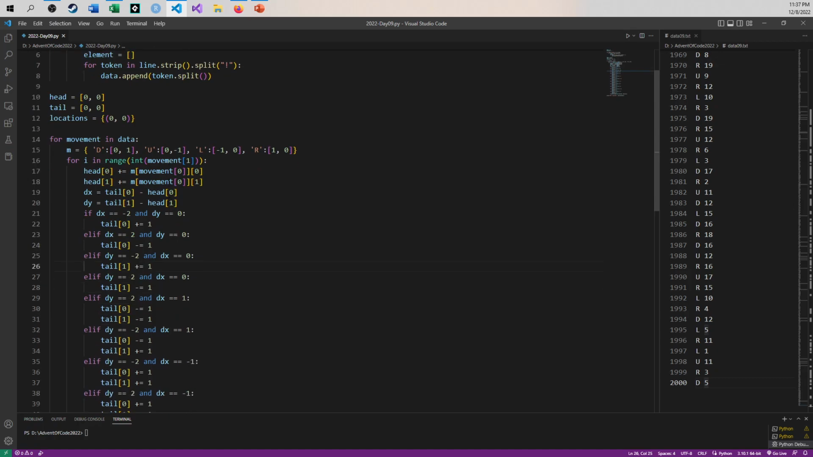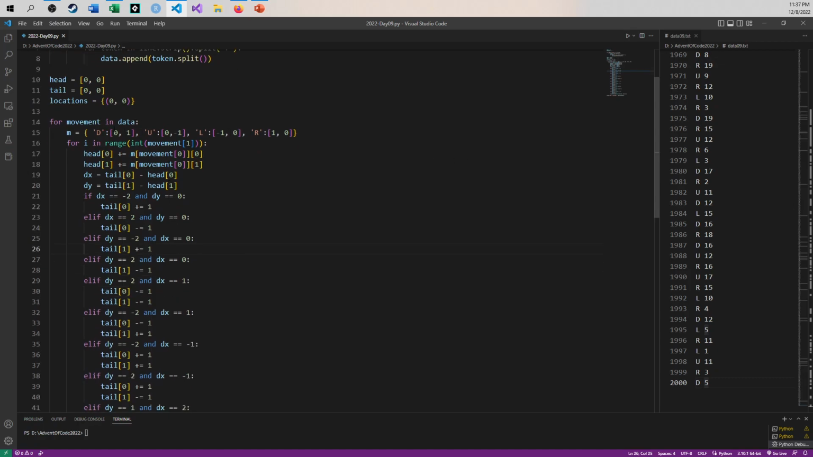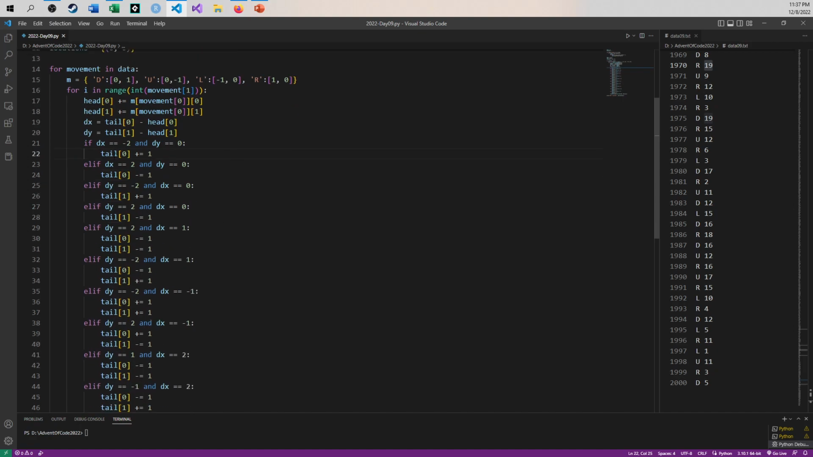And so I set up a little map for each of the 4 different directions. Down goes 0, 1, and you can see for the rest. And then basically this tells you how many times I want to move in that specific direction. So it's a loop structure based off of that number for each individual line. And then basically I just move that many times in that direction, and then figure out what the dx dy is. And again, if it's 2 units away in any of the 4 cardinal directions, I just move toward it.